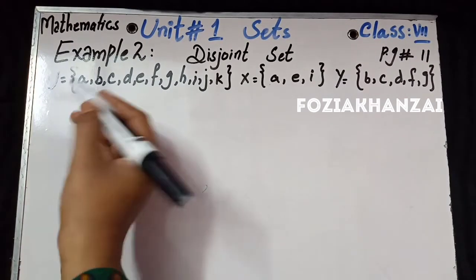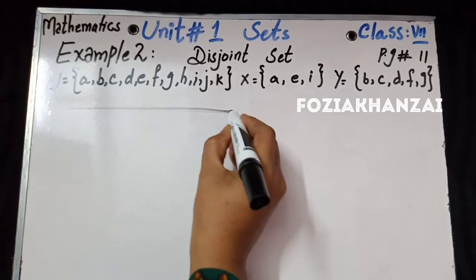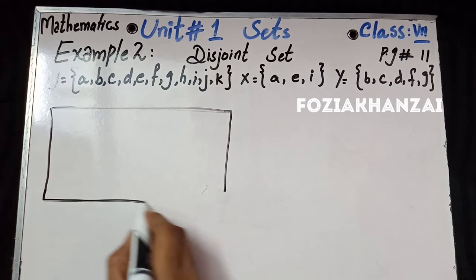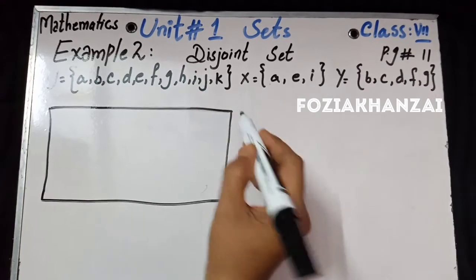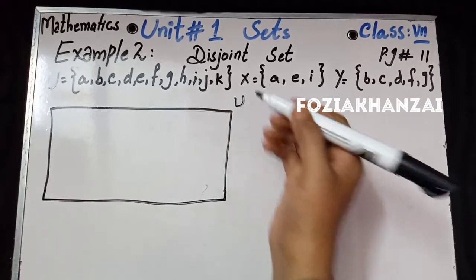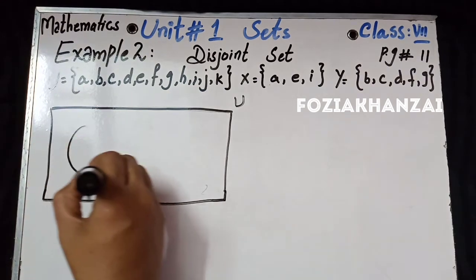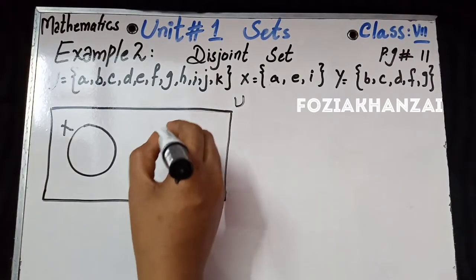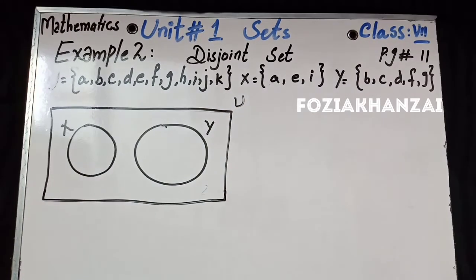Now first we draw the Venn diagram. A rectangle box shows the universal set. Inside the rectangle box we draw two separate circles. It's a disjoint set, so we draw two separate circles. The first circle represents set X, the second circle represents set Y.